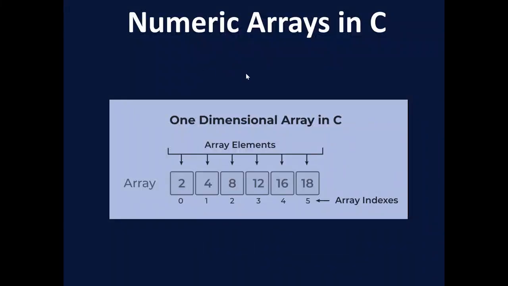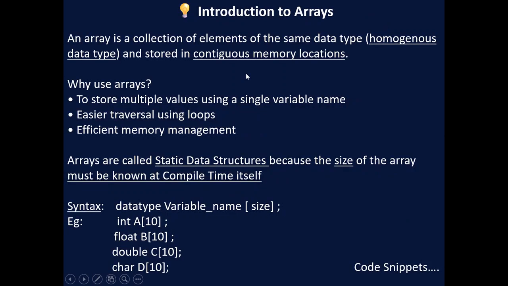Let's learn numeric arrays in C. An array is a collection of elements which are of the same data type. Therefore, it's called the homogeneous data type. And these elements of the array are stored in contiguous memory locations. The advantage of using an array is we can store multiple values and still refer to all of those values using a single variable name.